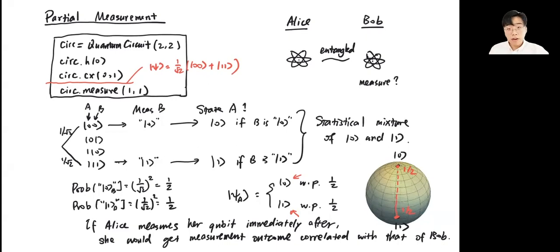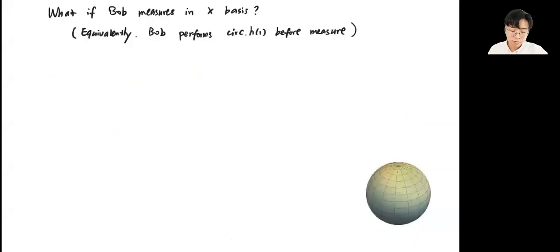Now, there is more to this entangled quantum state psi. It's not only correlated in the 0 and 1 basis, it's correlated in other bases as well. So let's take a look at that situation. What if Bob measures his qubit in the x basis? Well, from earlier, we know that it's equivalent to Bob performing a Hadamard transformation that rotates the x-basis to be aligned with the z-axis, and then performing a measurement along the z-basis.